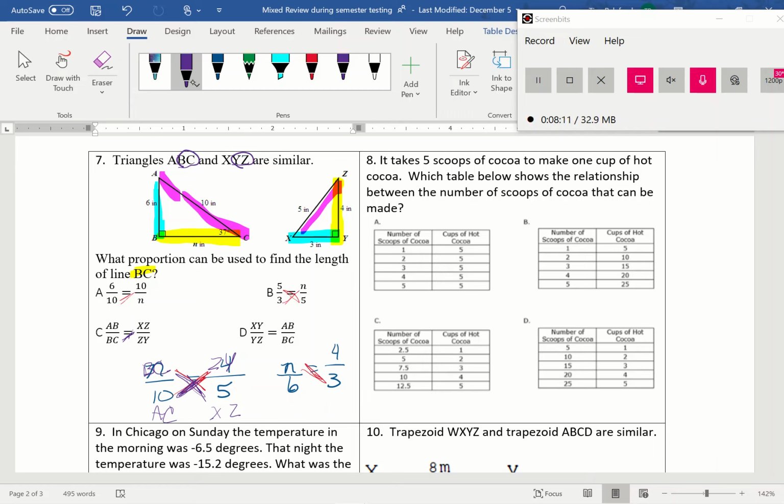D says BC, ZY, AB, XY. So if you multiply, you've got BC and XY, and you have AB and ZY. Is that true?